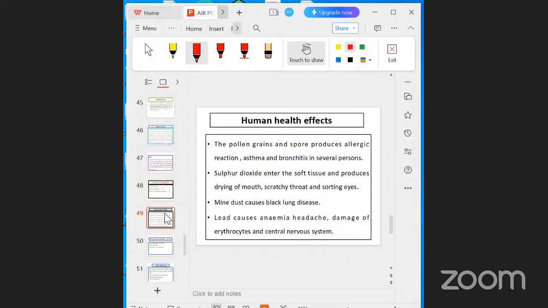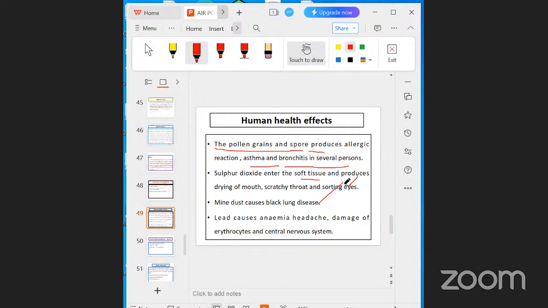Several pollutants affect our health and cause many fatal diseases and disorders, eye irritation, headaches, and aggravation of respiratory difficulties. The important ones are pollen grains and spores, which produce allergic reactions, asthma, and bronchitis in several people. Sulfur dioxide enters the soft tissue and produces drying of the mouth, a scratchy throat, and smarting eyes. Mining dust causes black lung disease.